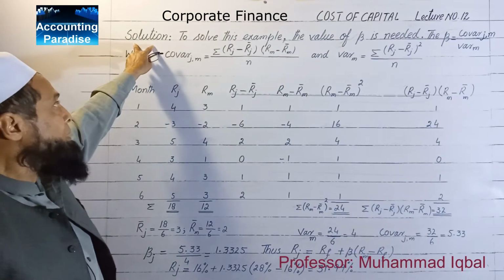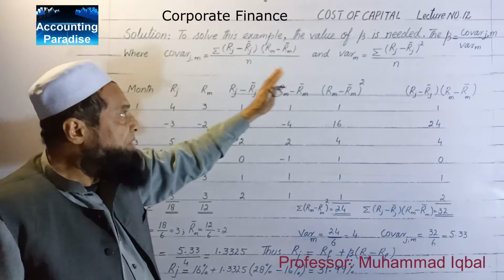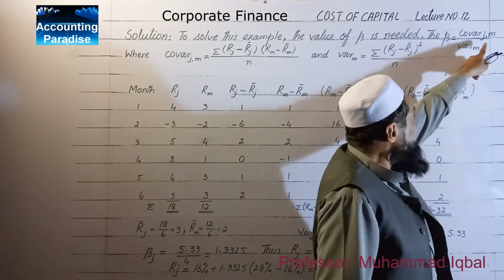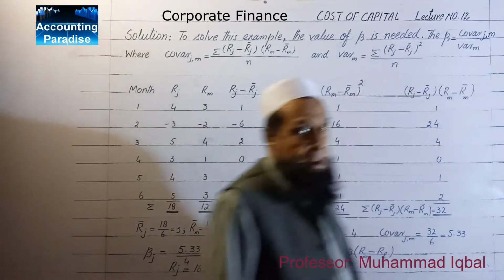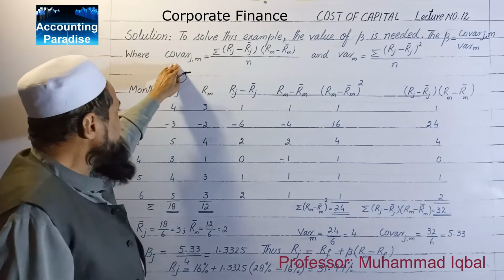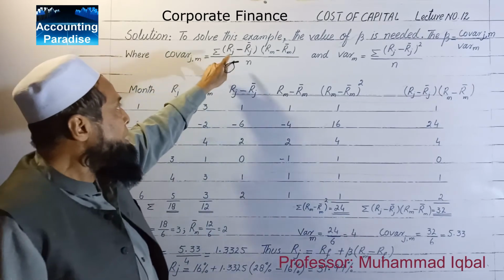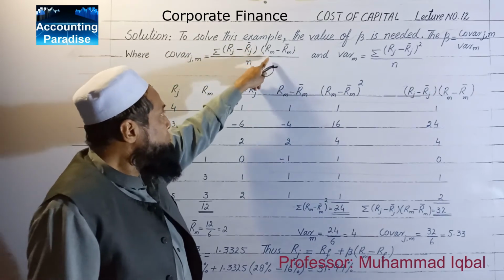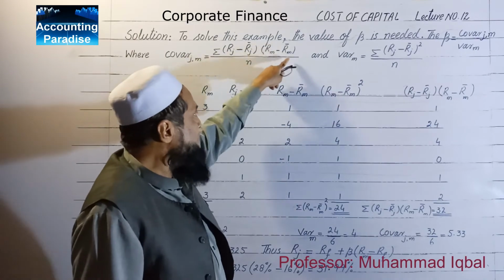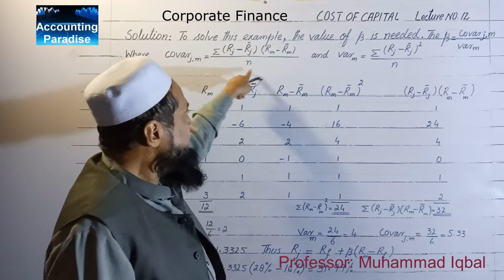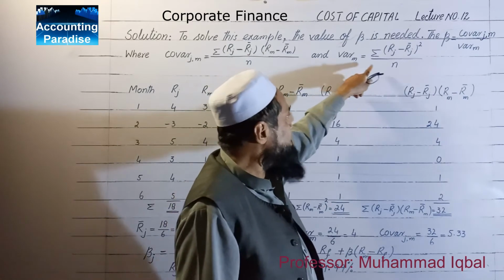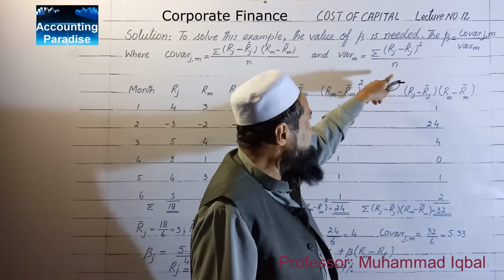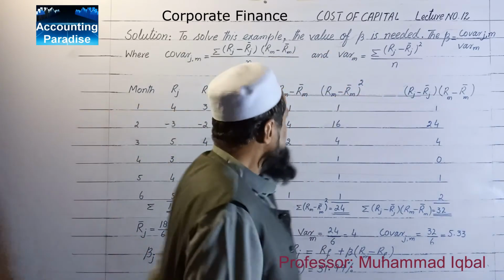Solution of this example. To solve this example, the value of beta is needed. Beta is equal to covariance Jm over variance M, where covariance Jm is equal to sigma Rj minus R bar j into Rm minus R bar m over n, and variance M is equal to sigma Rj minus Rj bar whole square over n.